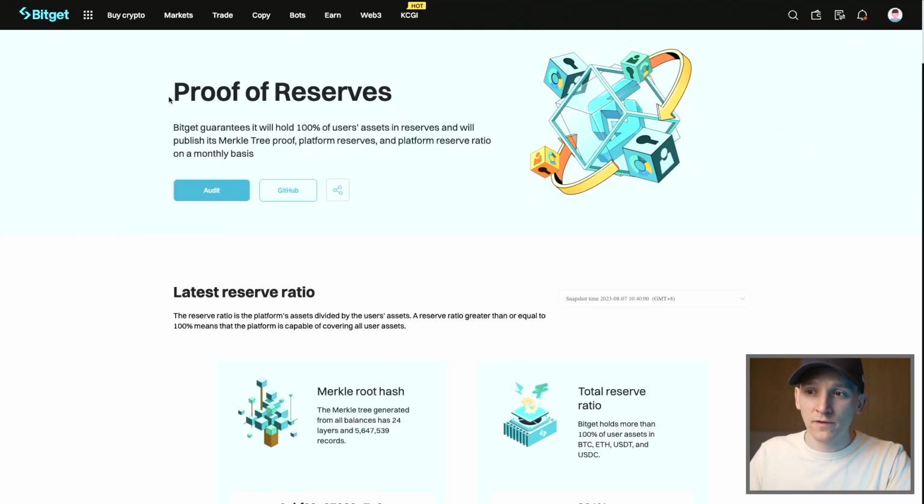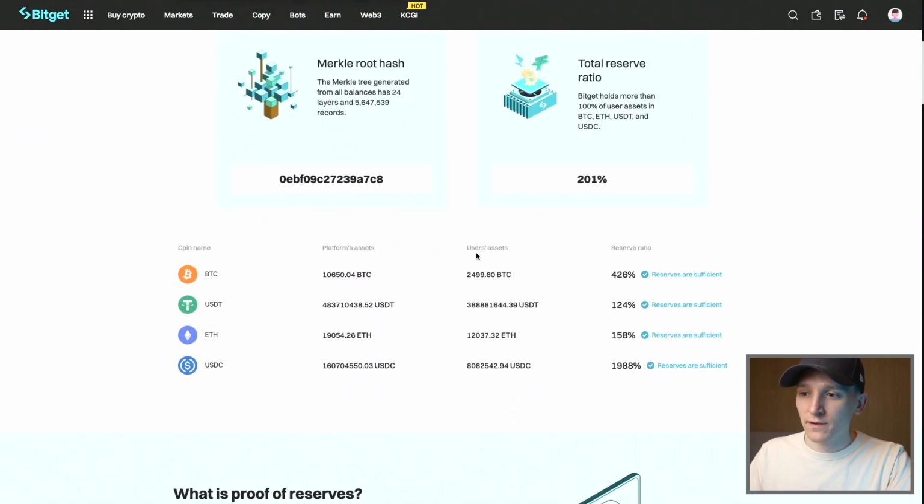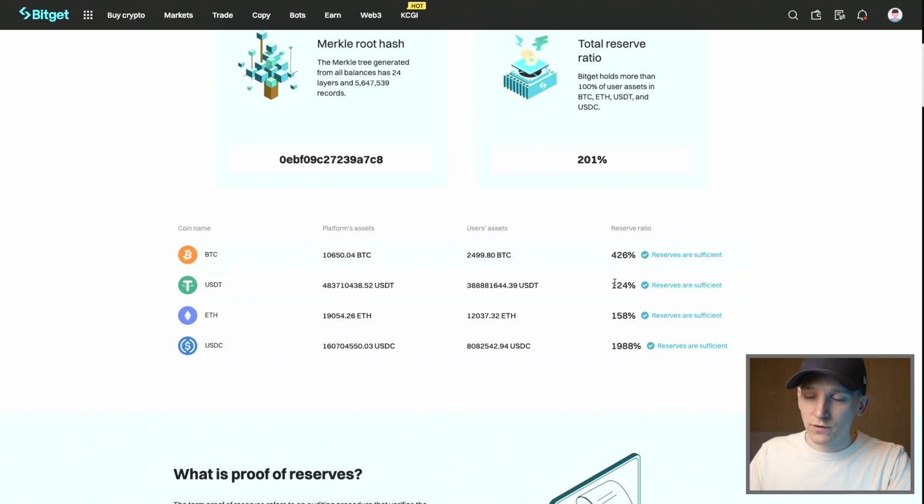I'll also leave links below to 2 pages on Bitget that you might want to look at before using the platform. The first is Proof of Reserves. This is a cryptographic proof that Bitget holds the crypto assets that it says it does for clients. You can see all of the details here. It needs to be over 100, of course, 100%.